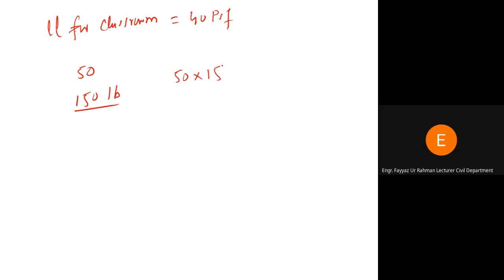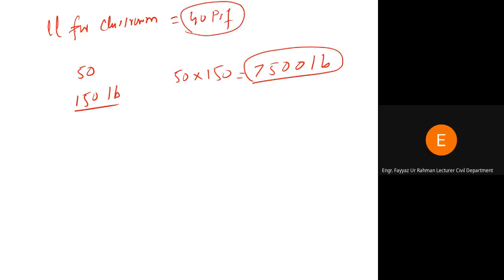It will be 50 multiplied by 150. It will be equal to how much? 7,500 pound is the total weight of 50 students. यहाँ तक clear है? Yes, sir. Just to make you feel that how conservative are these values given by the code. Just आपको एक फीलिंग देने के लिए ये एक्सरसाइज कर रहे हैं, ताकि आपको पता चले कि कोड्स के वैल्यू कितने कंजर्वेटिव है.